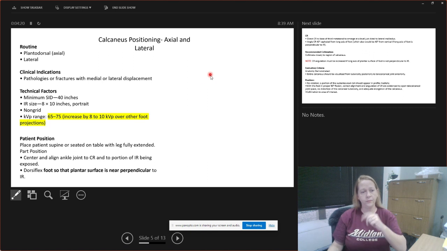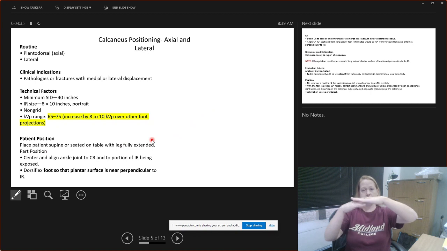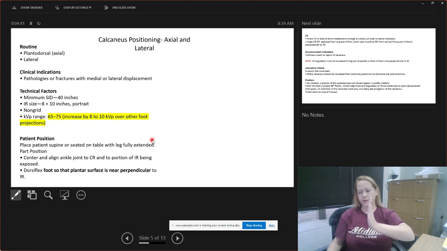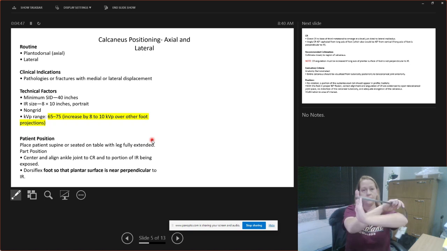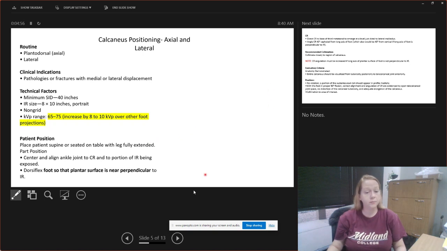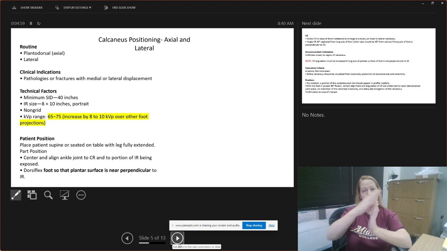Okay, so for the positioning, you're going to place the patient either lying down or seated on the table with their leg fully out. What you need to do is flex that foot so that the plantar surface is near perpendicular to the IR. This is kind of difficult to do. So sometimes we get some tape and double it back and have the patient hold it so that they can help pull their foot back. It's not going to be comfortable, but we have to get as much of that foot back up and out of the way as humanly possible so that we can see the back part of the calcaneus.